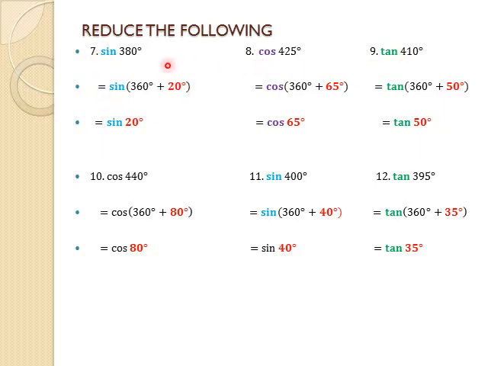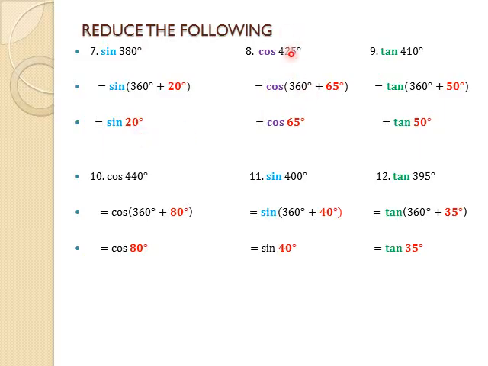Continuing. So 380 degrees, bigger than 360. Because it's bigger than 360, you can say 360 plus 20, which gives me 380. That's one full rotation, so I go back to where I started. Therefore, that just becomes sin 20.